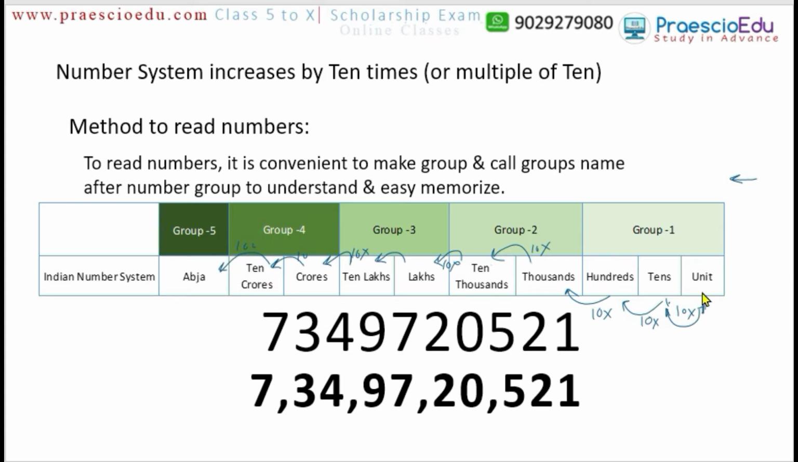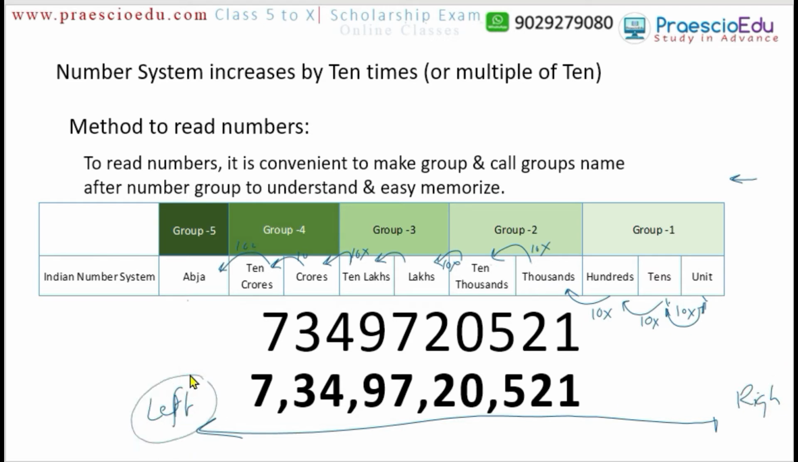Now these place values, from the unit to the abja, increase in value from right to left. So the place value on the left side is greater than the values on the right side. In a number, the place value at the left side is bigger than the right side.